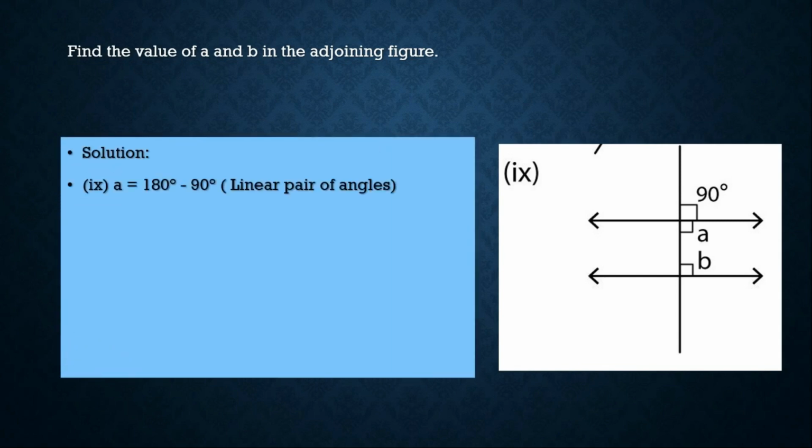Let us write the solution. Angle A is equal to 180 degrees minus 90 degrees, that is linear pair of angles. They are forming here a linear pair. Yes. So 180 degrees minus 90 degrees, the answer is 90 degrees. Also angle B is equal to 90 degrees. Why? Because these two angles are corresponding angles, and hence the value of A is 90 degrees and the value of B is 90 degrees.